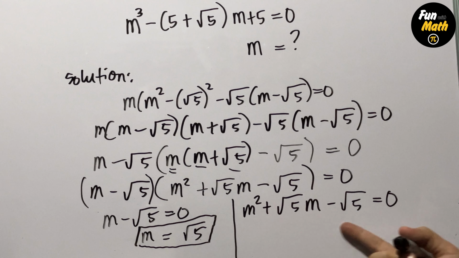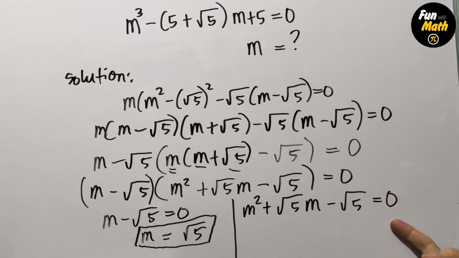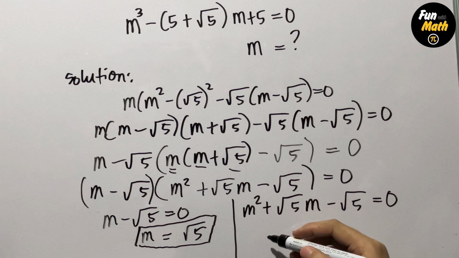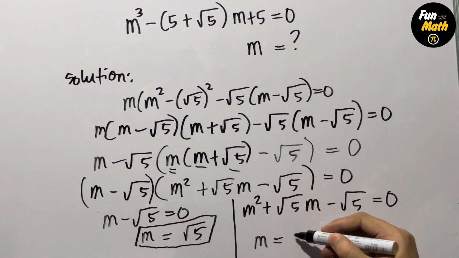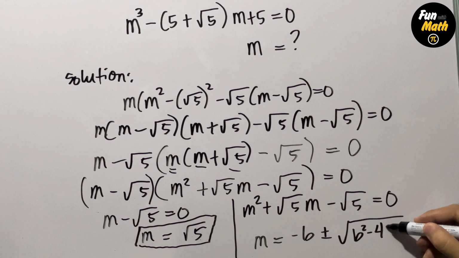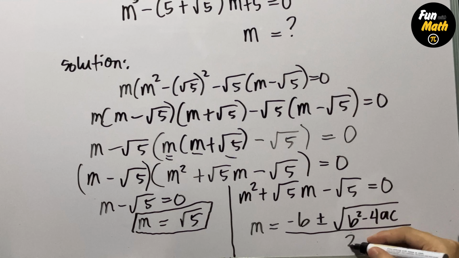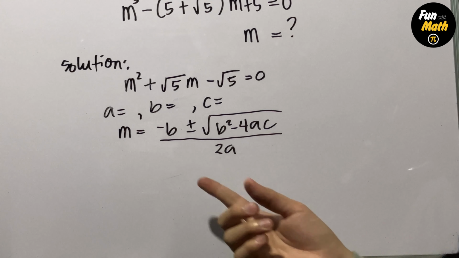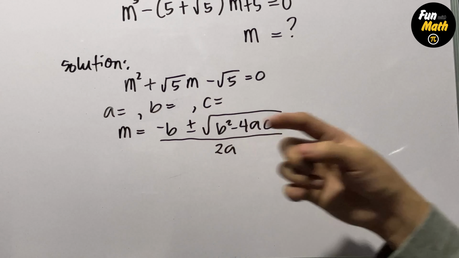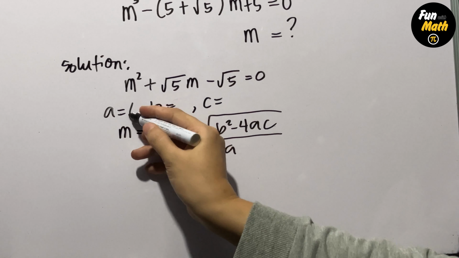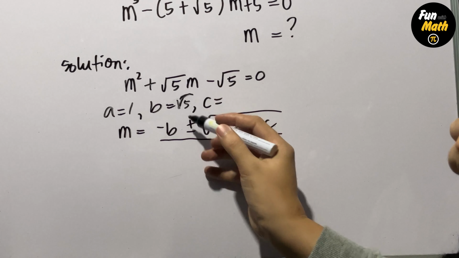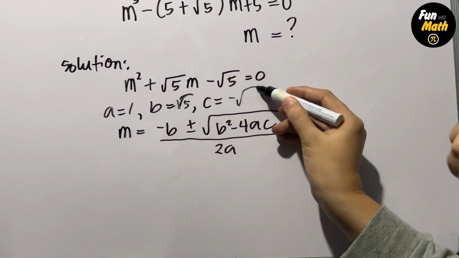We have another equation. This is a quadratic equation. To know the values of m, we are going to use the quadratic formula. The quadratic formula is m is equal to negative b, positive negative square root of b squared minus 4ac, whole over 2a. Now, before we use this quadratic formula, it's important to know the values of a, b, and c. For a, we have 1. For b, we have square root of 5. For c, we have negative square root of 5.